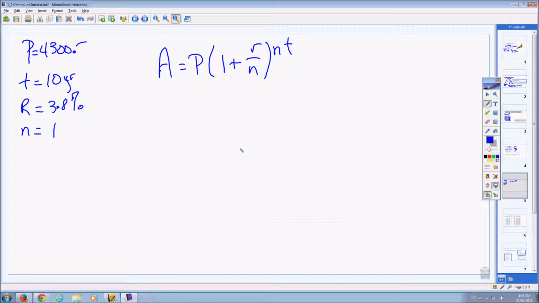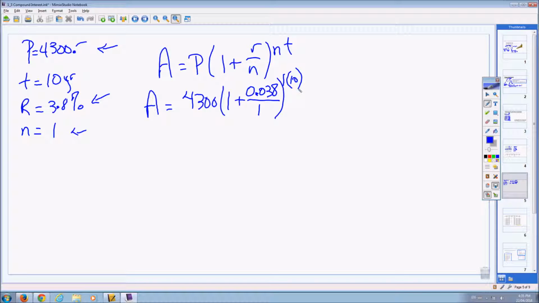So here we've started on a clean screen, so you have all of the space to do the work and start plugging in those values that we collected from the problem. So the principal is 4,300 times 1, which is always in the formula, plus our interest rate, and remember it's in decimal, so we have to change that to 0.038, and my N we determined was 1 because we were only doing the annual compounding, and we put 1 up here again as well, and our 10 years.